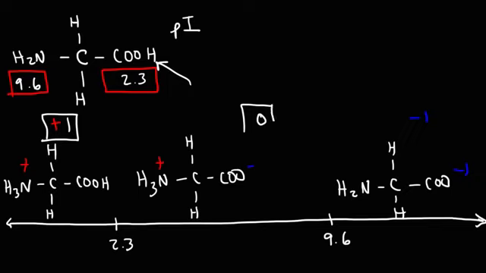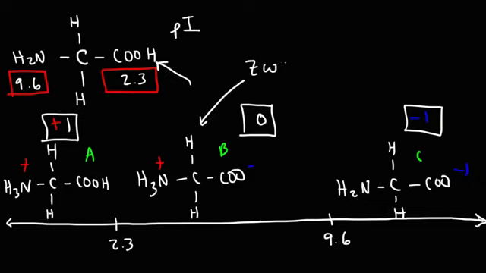Now, to calculate the pI, we need to determine the pH of the Zwitterion. Which of these structures represent the Zwitterion? Would you say it's structure A, structure B, or structure C? The Zwitterion is electrically neutral. It doesn't migrate in the presence of an electric field. It has both a positive and a negative charge. So structure B is the Zwitterion.